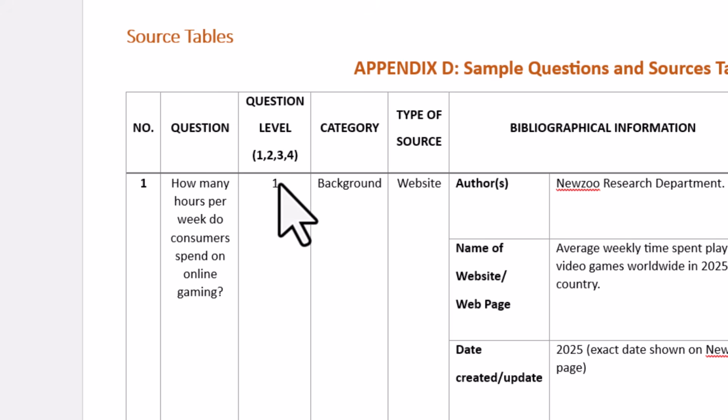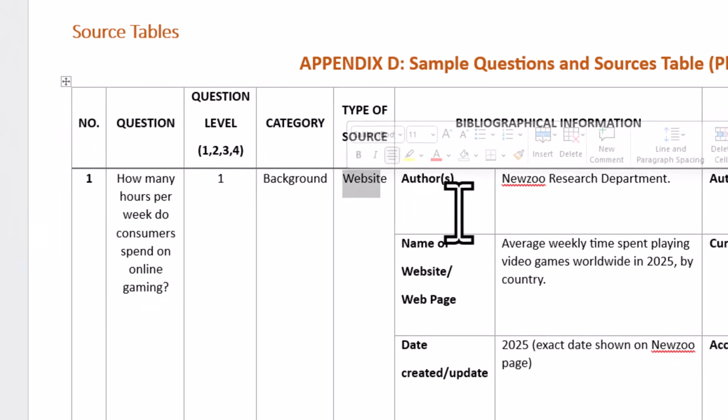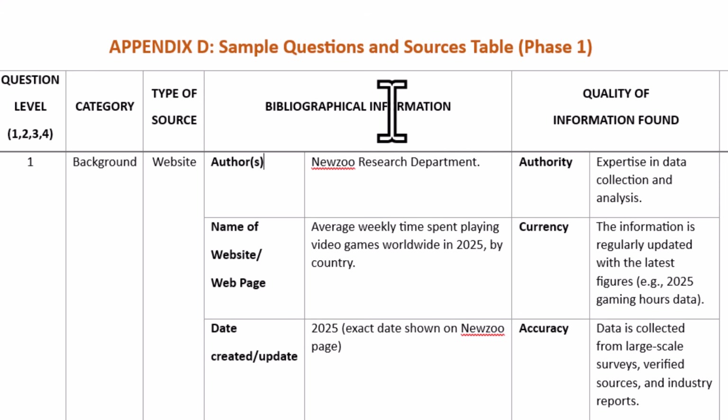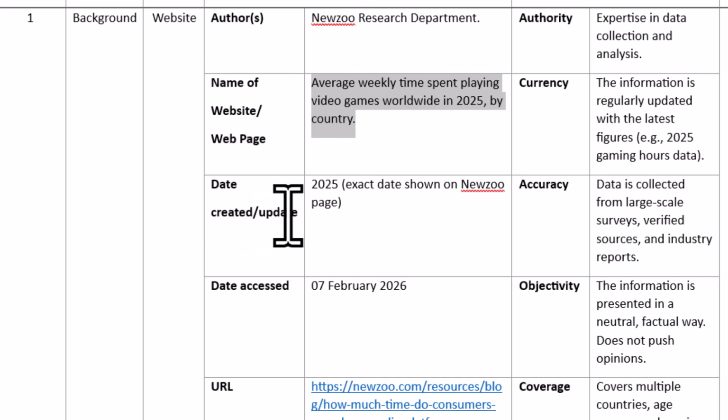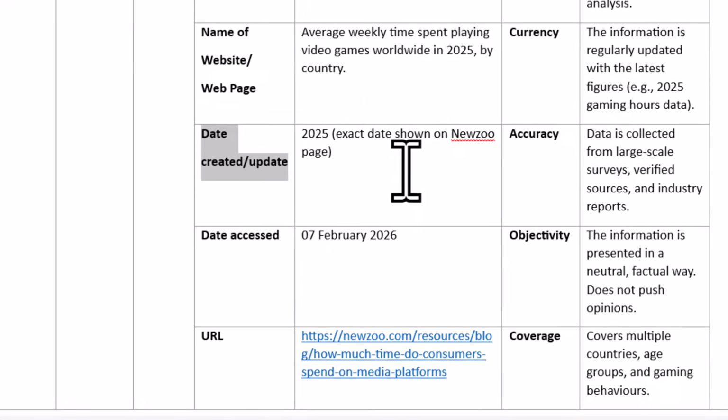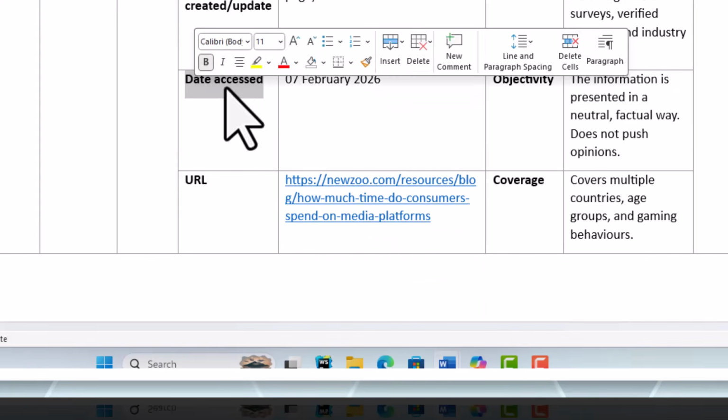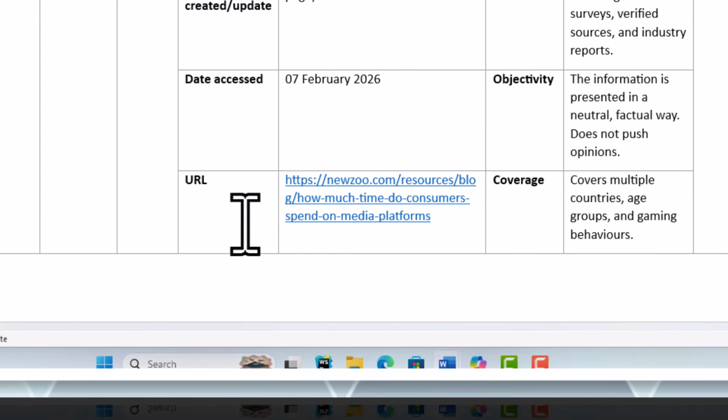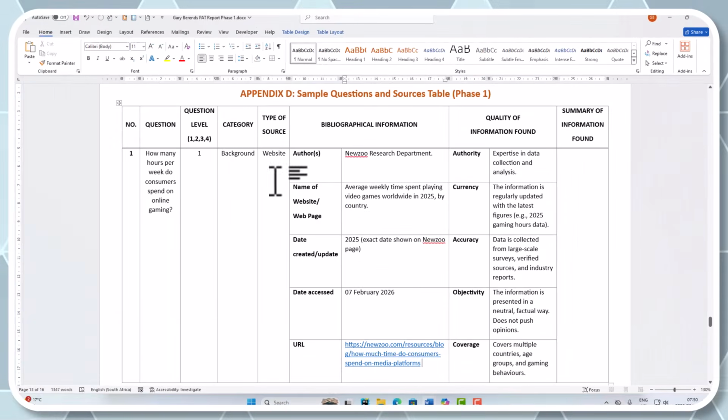Then I had to look at what level the question is, what information this is giving me, and this is giving me background information, that's the category. What type of source this is, and that's a website that we are using. Then under bibliographical information, you've got the author, and then you list it there, the name of the website or the web page that you'll find also on your website, the date when it was created or updated, the date I accessed it, and then your URL. Guys, all this stuff is vitally important.